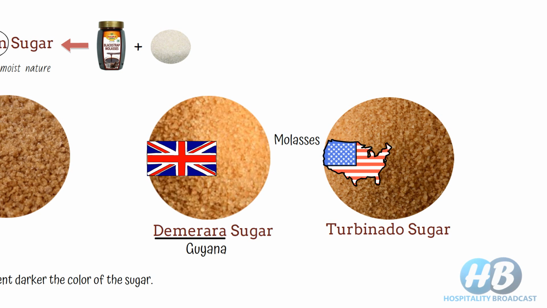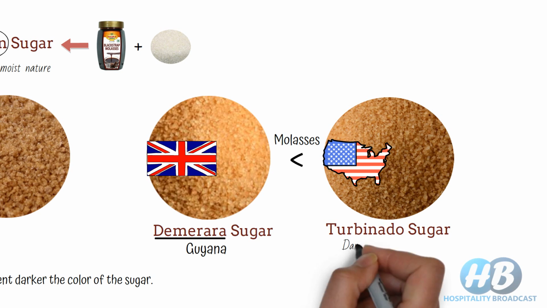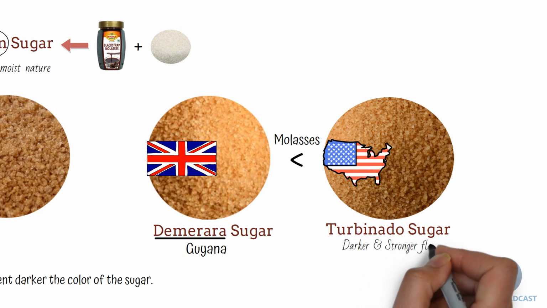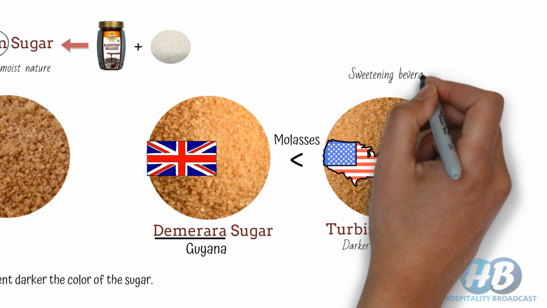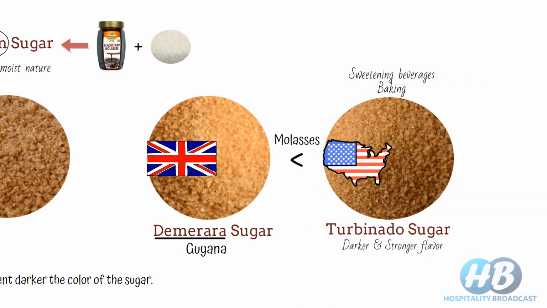Well, the major difference is in the amount of molasses. Turbinado sugar has a greater amount of molasses than Demerara sugar as it is made from the first pressing of sugar cane. The greater molasses amount gives a slightly darker and stronger flavor. It is mainly used in sweetening beverages and can also be used in baking.